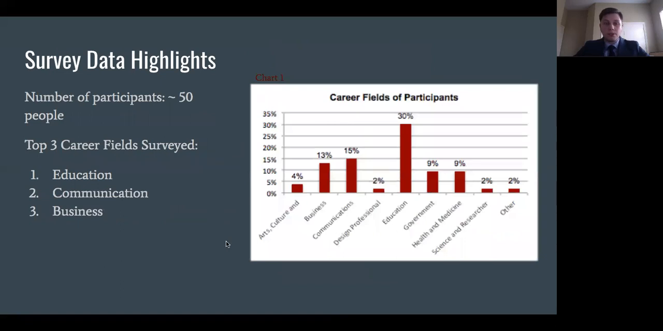Some of the survey data that I want to highlight: I had about 50 people take the survey. The top 3 career fields were education, communication, and business, where you could obviously see that technology probably plays a huge part in these careers, especially communication, where they're literally dependent on their technology needs in order to distribute their information quickly to their constituents.